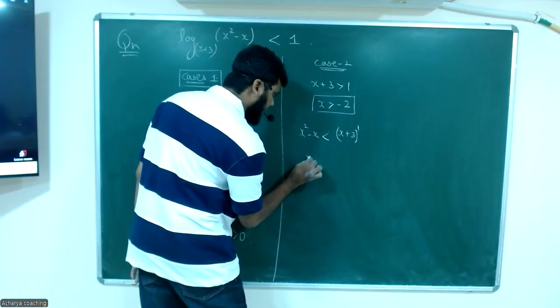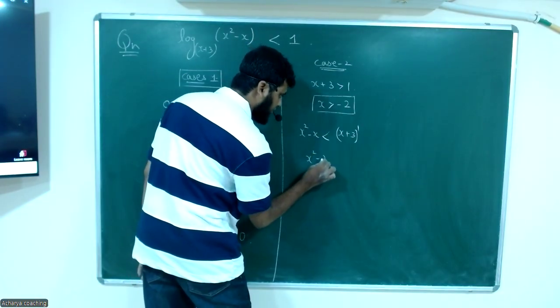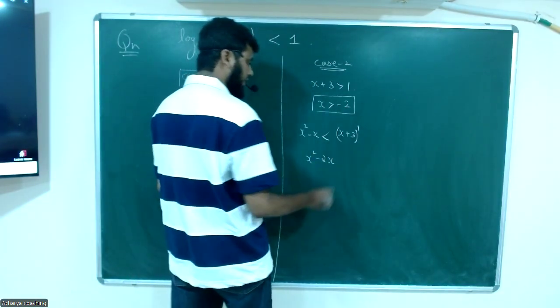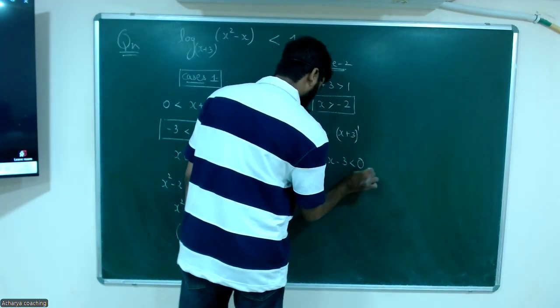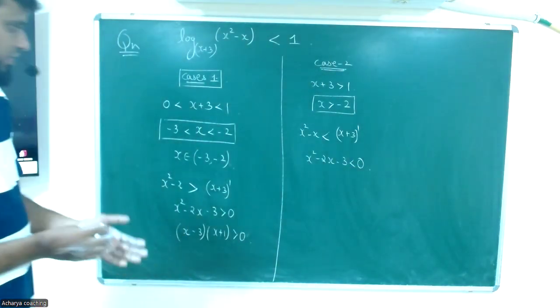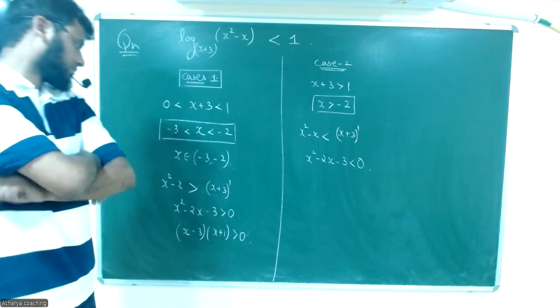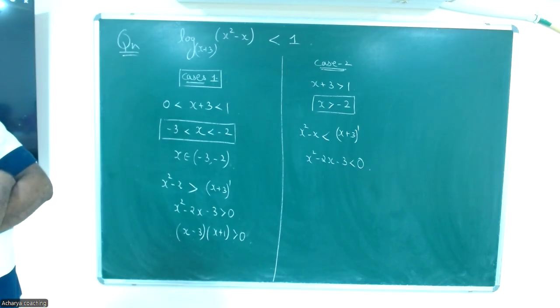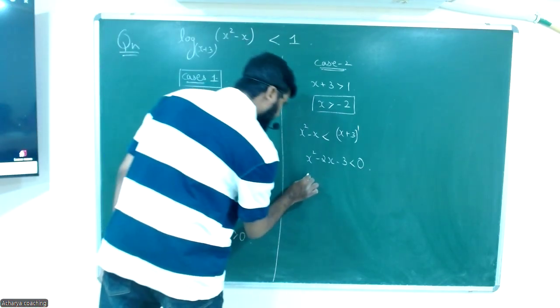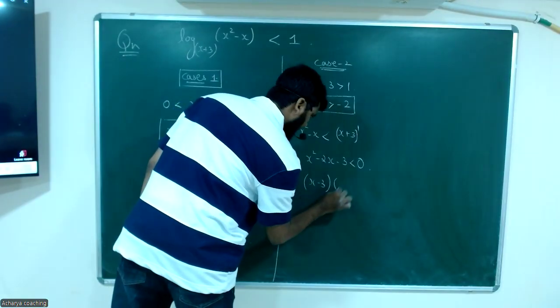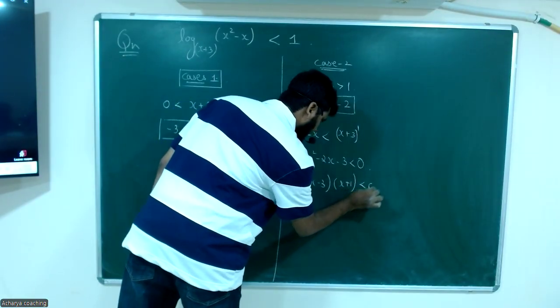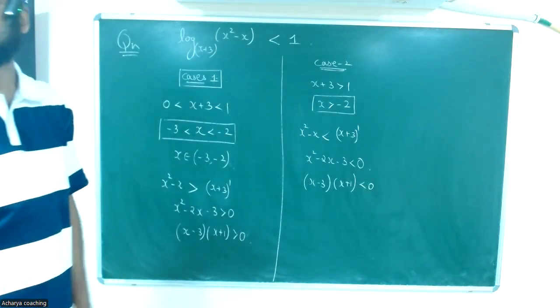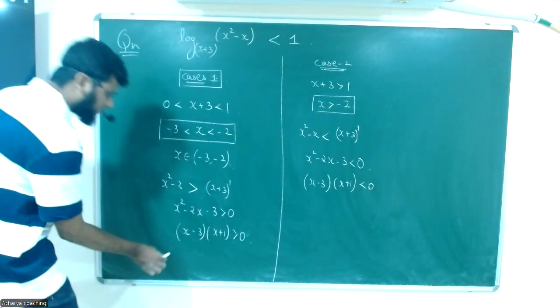So if this comes here, x square minus x minus 2x, and if this comes here, it will be minus 3 less than 0. Any doubt in this? Here also we'll have (x minus 3)(x plus 1) less than 0. Okay. Clear? Next, solve this.